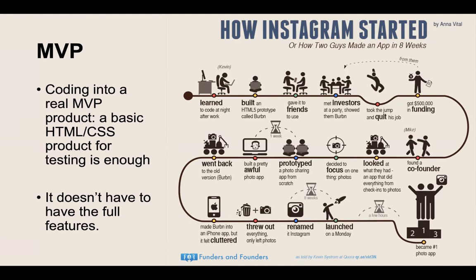And the guy who developed it learned to code at night after work. So when he left work, he went to his computer and learned how to program. This is free knowledge that's available on the internet. He built his application first, an Instagram prototype built with HTML. It was called Burbn. And after that, he showed this to his friends.